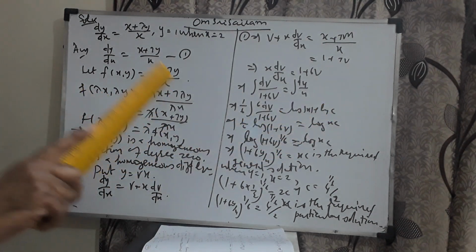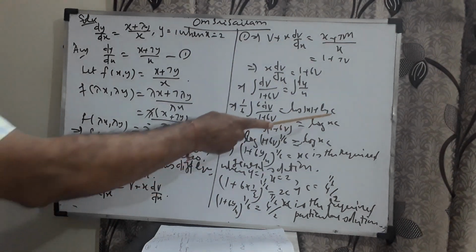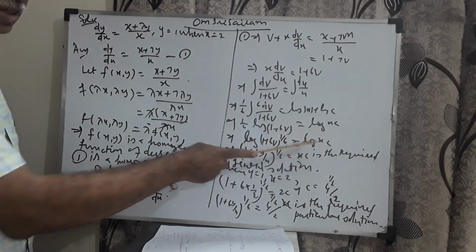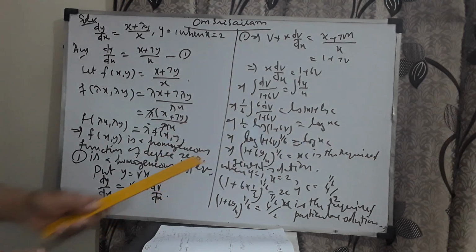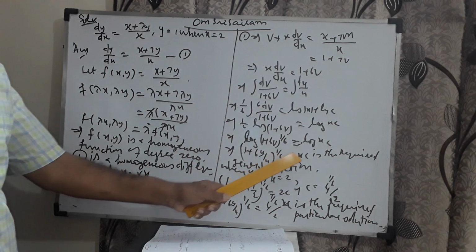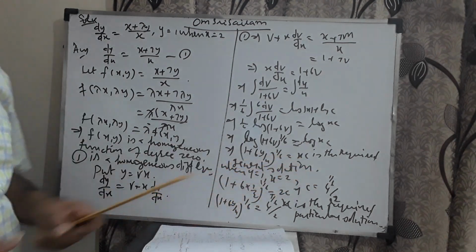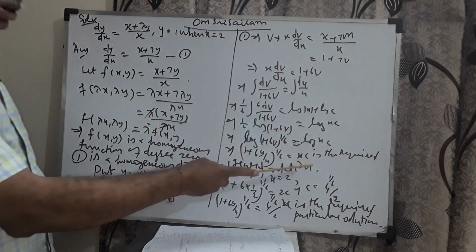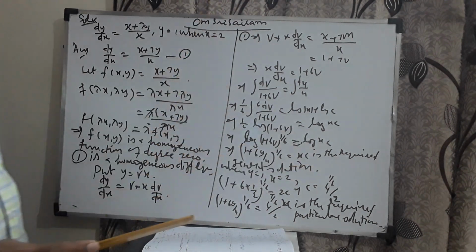Wherever there is a logarithmic quantity, I take the constant of integration as log c. Therefore don't cancel log, just equate the values. 1 plus 6 into v, where v becomes y by x. So (1 plus 6 into y by x) power 1 by 6 equal to xc is the required general solution. If I leave the solution with c as it is, it is known as the general solution.